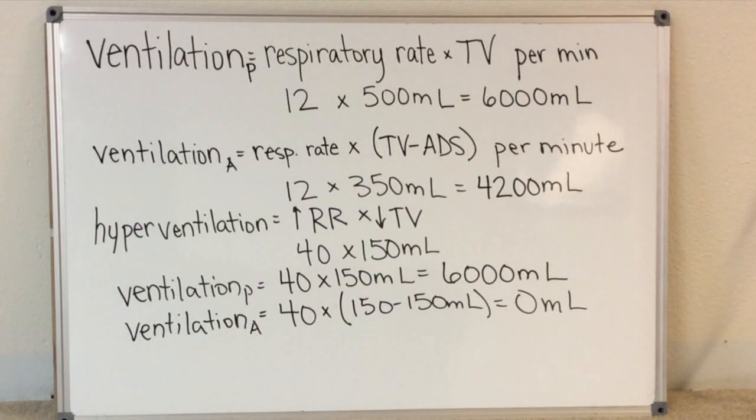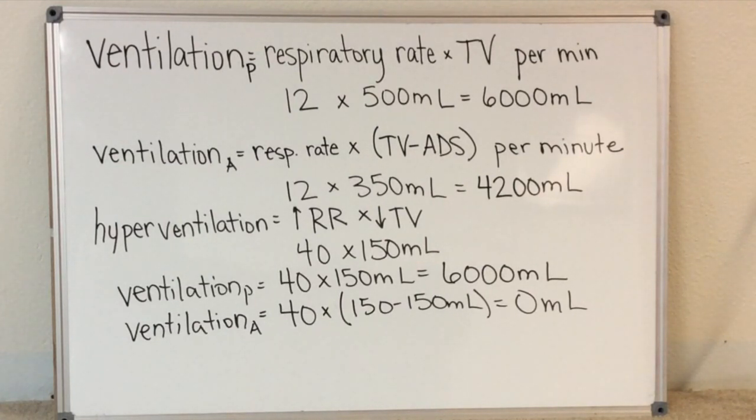When someone is hyperventilating, they experience an increase in respiratory rate and a decrease in tidal volume. It is not uncommon for respiratory rates to reach 40 breaths per minute and tidal volume to decrease to 150 milliliters. If we were only looking at pulmonary ventilation, we would see that the amount of air moved in and out of the lungs per minute is no different than during normal breathing.